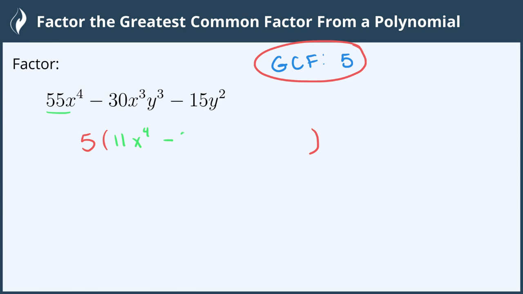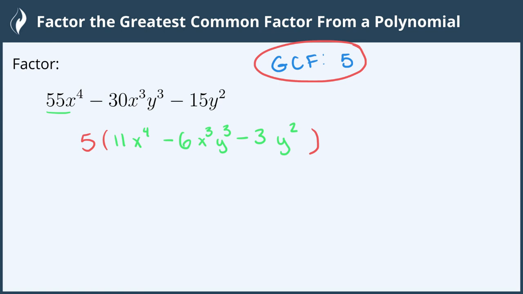30 divided by 5 is 6, and again, we didn't divide any of the variables, so everything remains. And the last one, 15. A negative 15 divided by a positive 5 is a negative 3. And again, the variable y squared, because none of the variables were factored out.